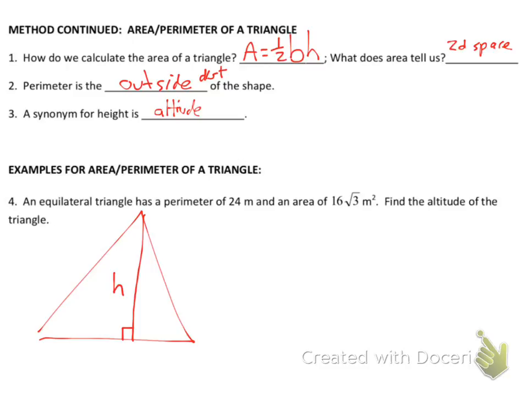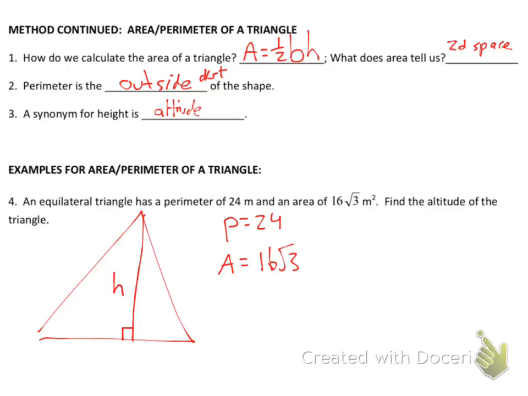We know that P, perimeter, is 24. Area is equal to 16 square root of 3. How can I put those together to figure out an answer? Again, these are not just plug in this number, get an answer out type problems. You have to work for these. You have to put things together.